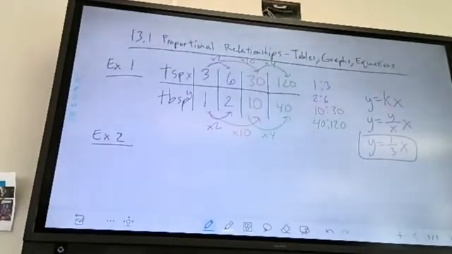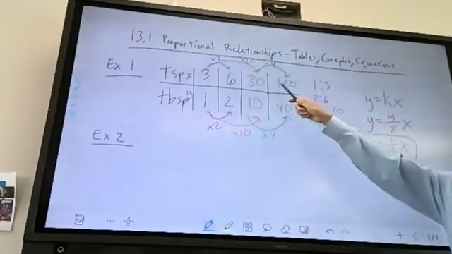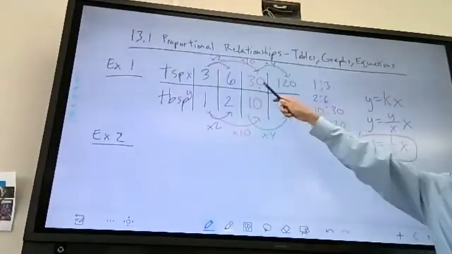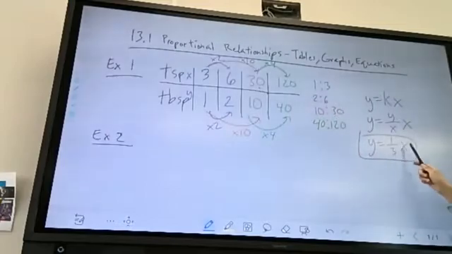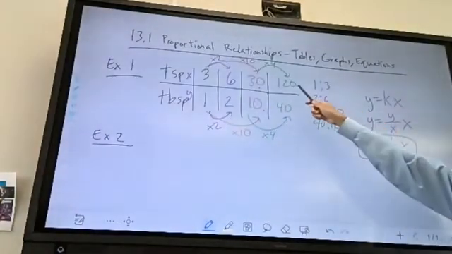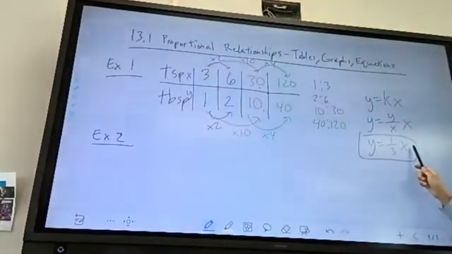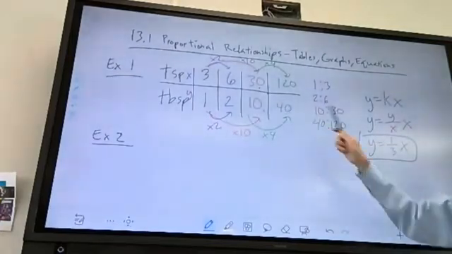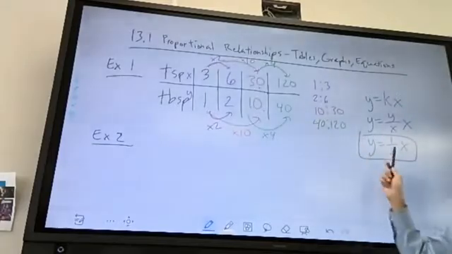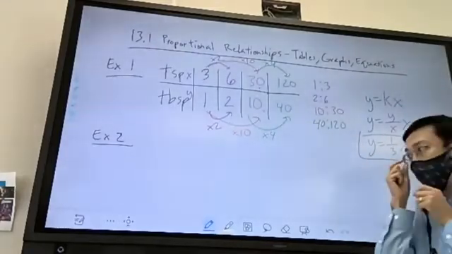So regardless of what number I plug in, it's going to give me the answer. If I take 30 for my x, and I plug it in, 1/3 of 30, 1/3 times 30 is going to give me 10. If I plug in 120, 1/3 of 120 is going to give me 40. So whatever number I plug in for x, I'm going to get the same y as the table.